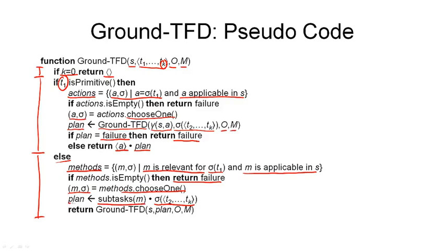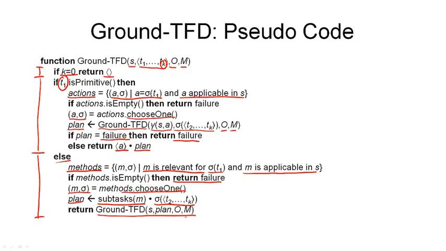That gives us a modified network that we can now test to see whether this is a solution to our planning problem. And we do this by again calling the function groundTFD recursively, given the same initial state, our new plan that we've just created, and the operators and methods from the original planning problem.